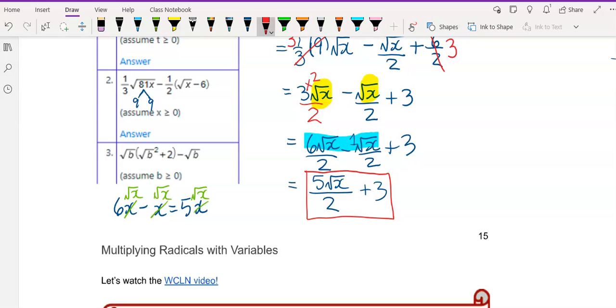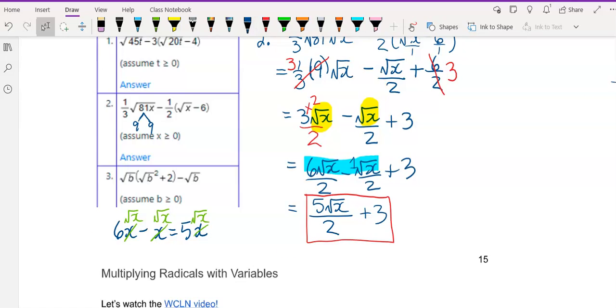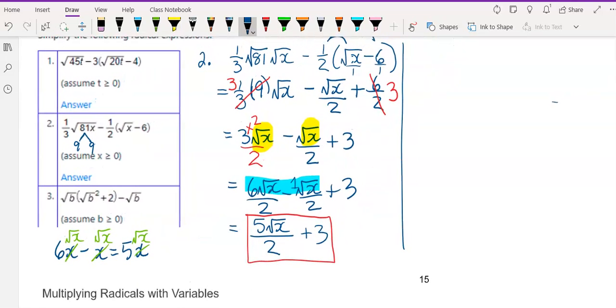Okay? Okay, last question, and this is the end of the lesson today. It's a super short lesson. 3. What do I do with all this mess? Well, I looked at it and I'm like, oh man, this is gross. But this root b squared, geez, let's simplify that sucker. Let's turn that into a b right away. So I'm going to just keep this root b all by itself, and root b squared is just b, plus 2. And then minus root b.